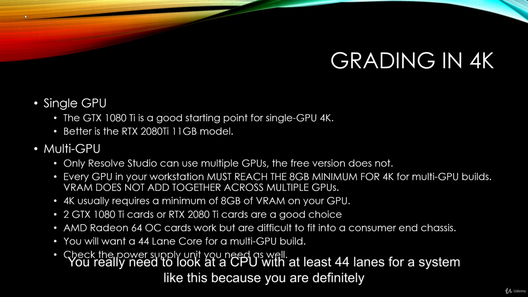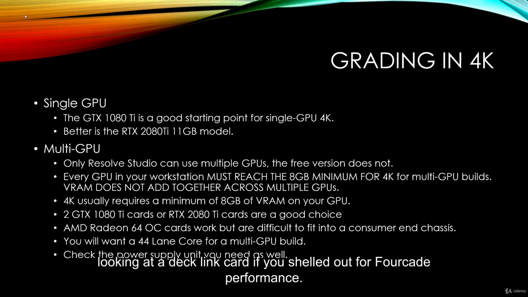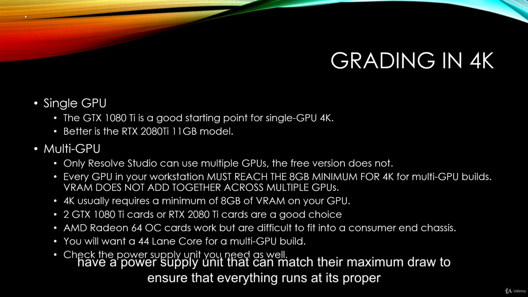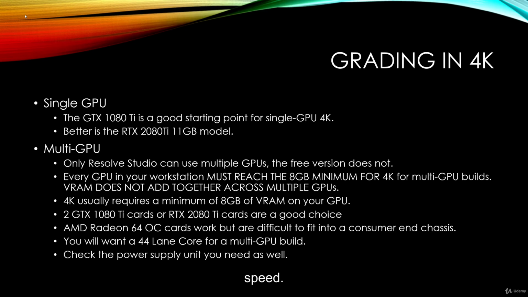You really need to look at a CPU with at least 44 lanes for a system like this, because you are definitely looking at a Decklink card if you shelled out for 4K performance. As always, you need to look at the power consumption figures for your machine and make sure that you have a power supply unit that can match their maximum draw to ensure that everything runs at its proper speed.